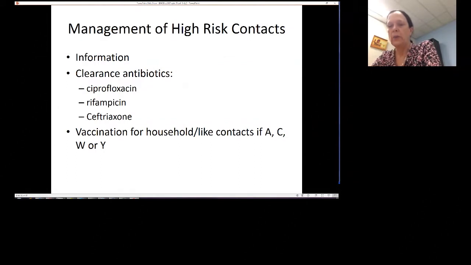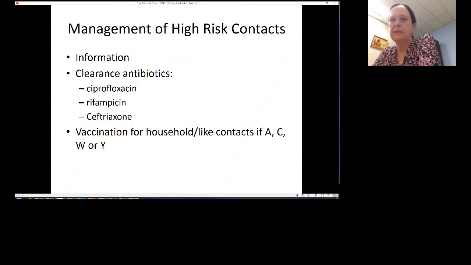And the final thing, once the serogroup's confirmed, and if it is a case of A, C, W, or Y, then the household or household-like contacts should be offered vaccination. So this is a subset of the high-risk contacts. For example, the travel contacts are not recommended to have vaccination. But if it's a case in a childcare centre and it's due to A, C, W, or Y, then the care group in the childcare centre would be recommended to have vaccination for the relevant serogroup. And as we discussed before, it's a combination vaccine, so that would be preferentially used if it was due to one of those serogroups.